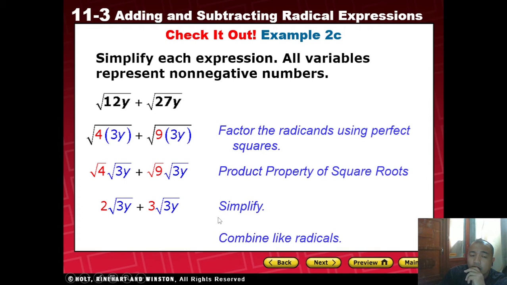Then, let us now combine like radicals. They are like radicals, so we will add the coefficients. 2 plus 3 is 5. Square root of 3y is the answer.